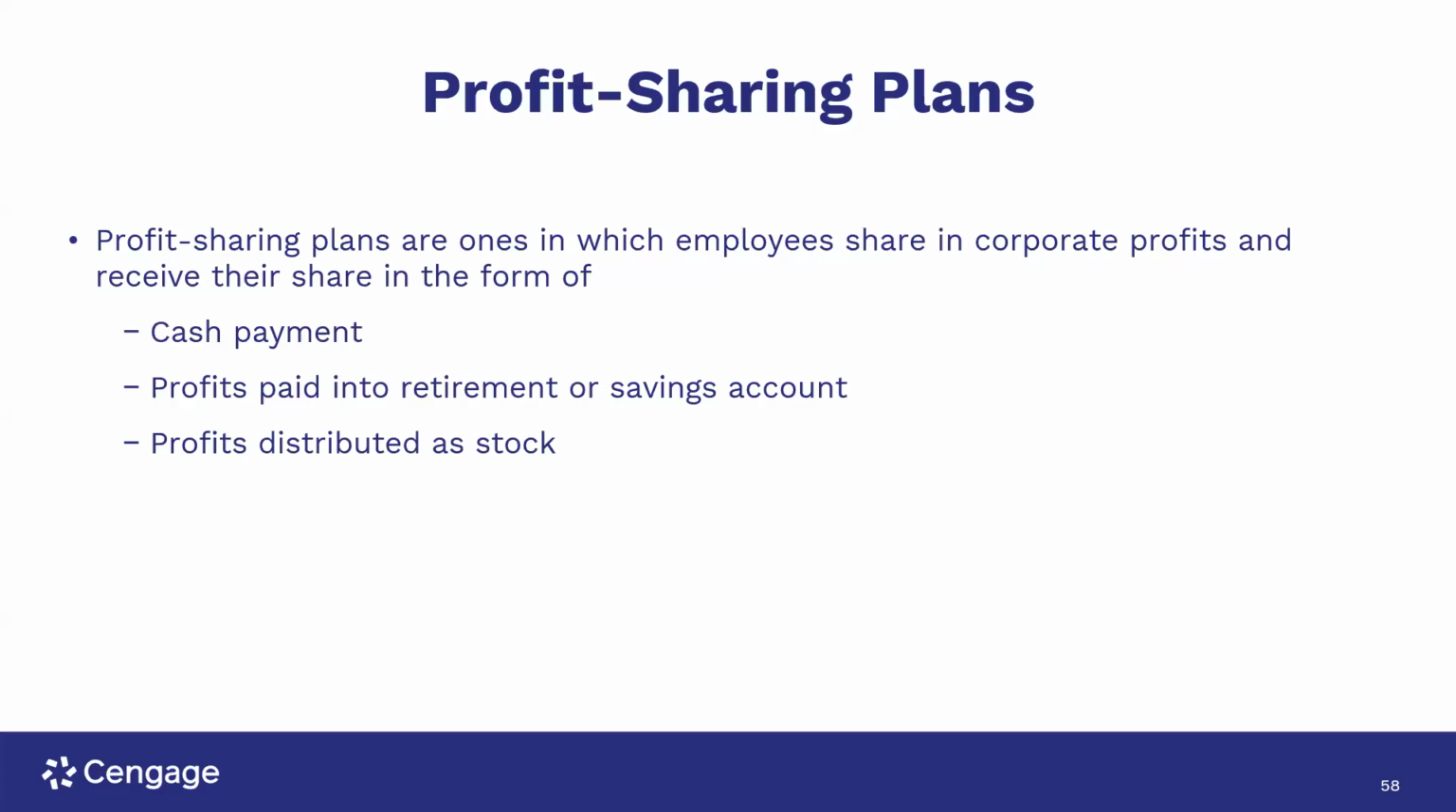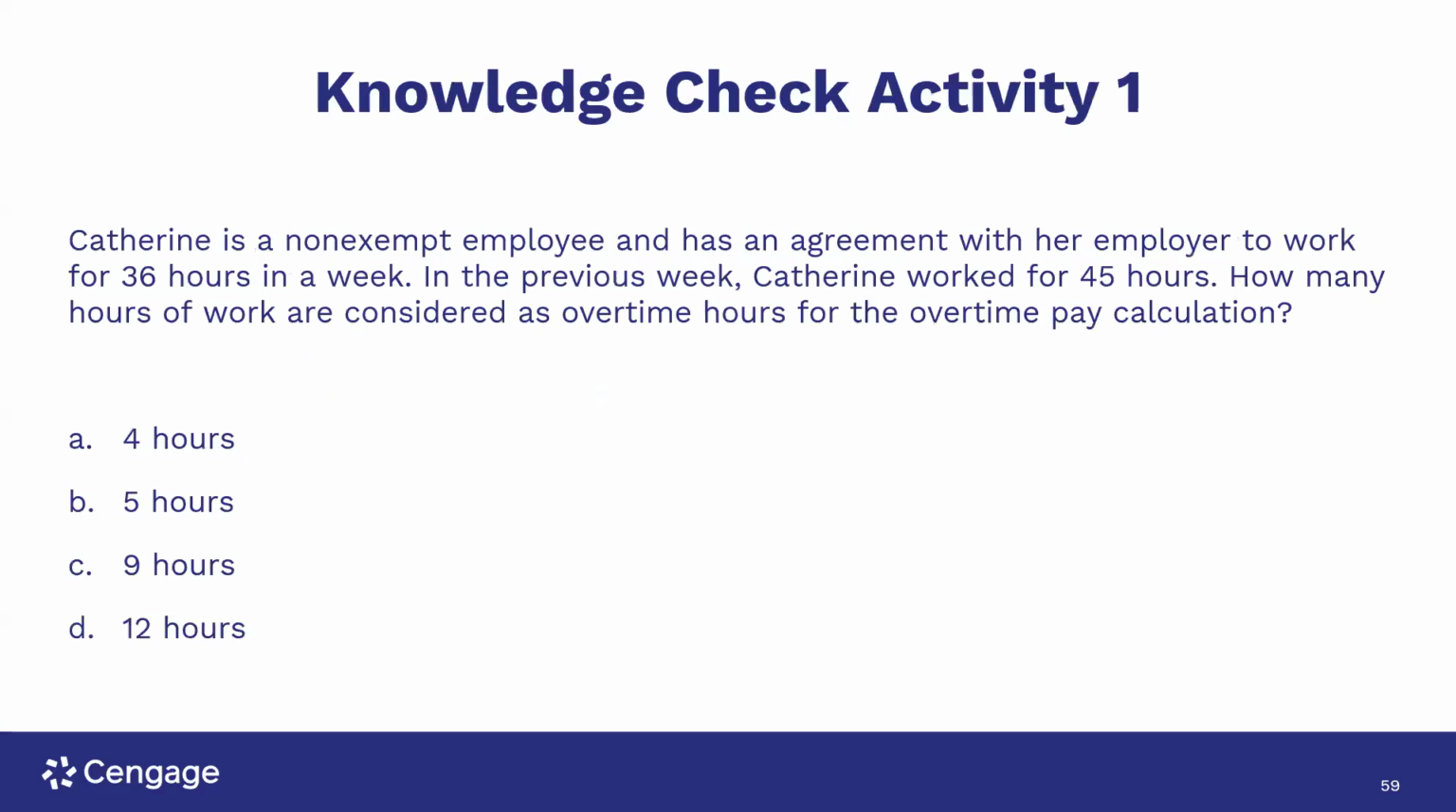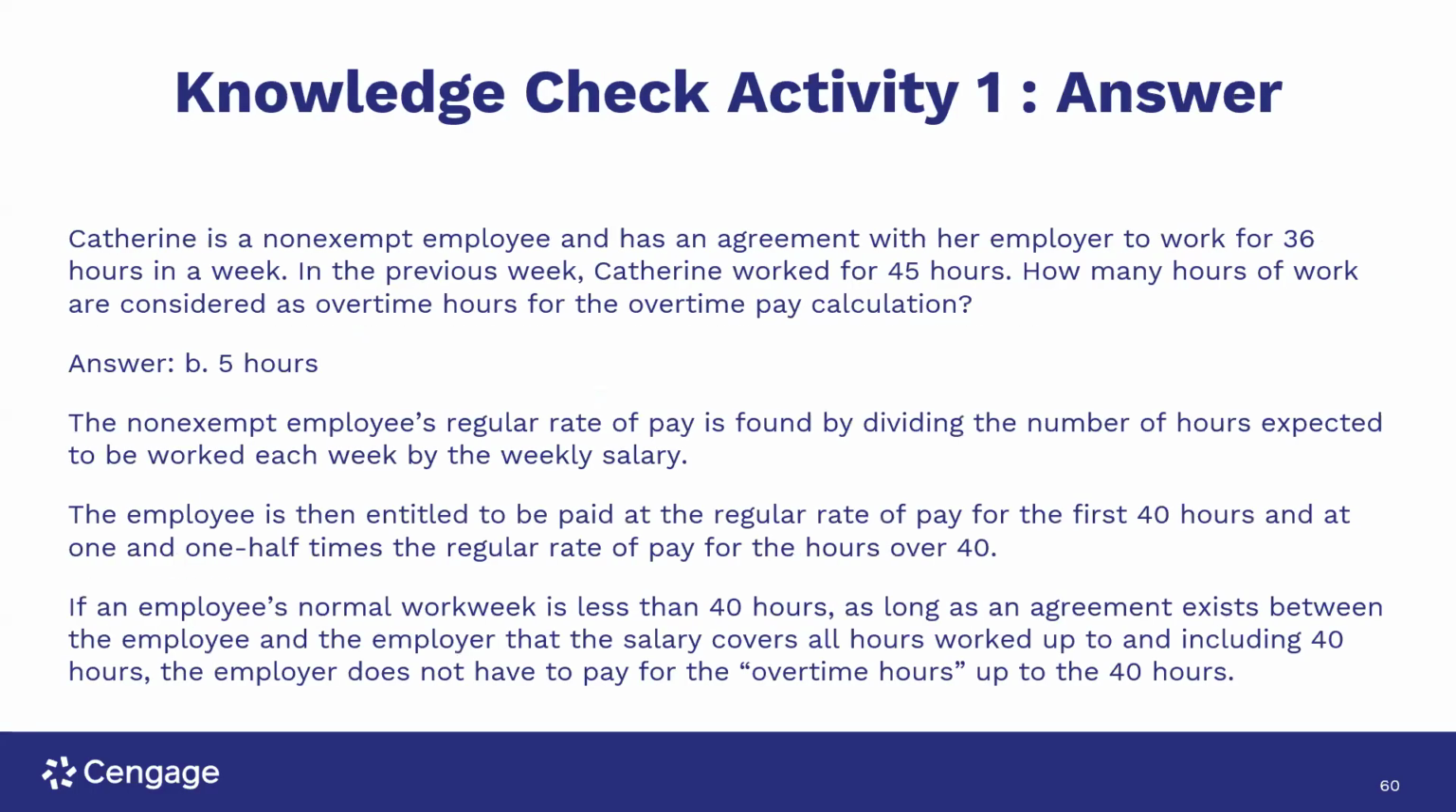And profit sharing plans are ones in which the employees share in the corporate profits and can receive cash payment, profits paid into retirement or savings, or profits distributed as stock. And Catherine is a non-exempt employee. She has an agreement to work 36 hours a week, but she ended up working 45. How many hours are overtime for the overtime pay calculation? That would be 5 hours paid at time and a half, and then the under 40 hours are paid at the regular rate.